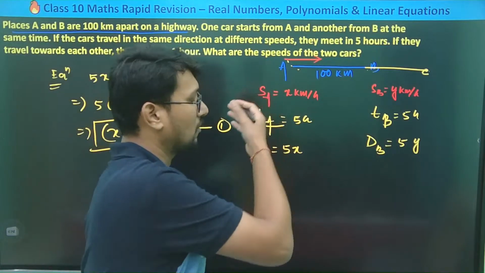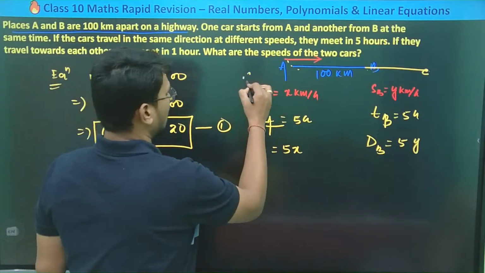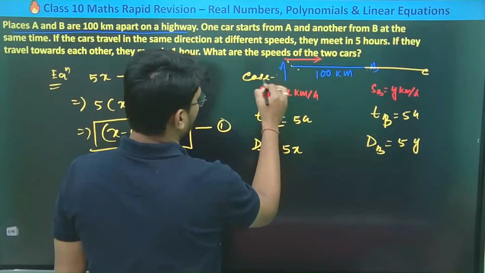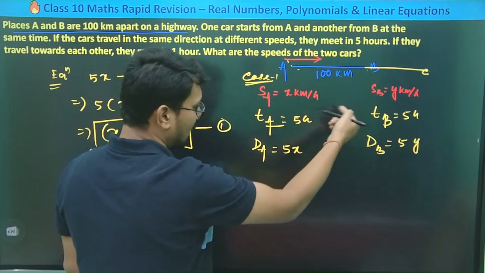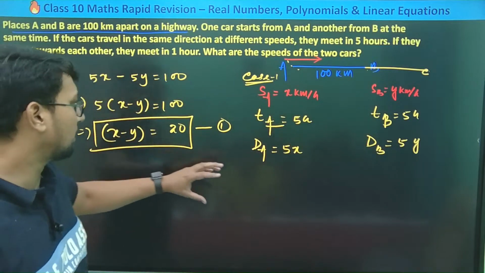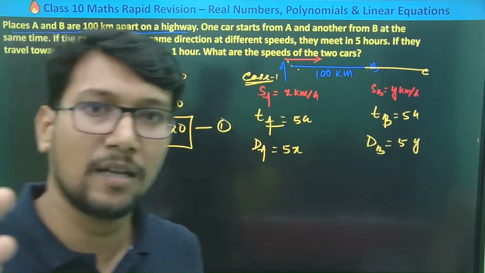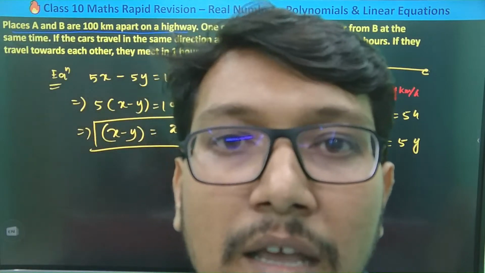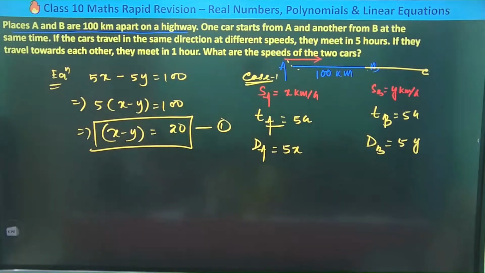Just write it down. Write this one. It is case 1. It started from here: case 1, speed of A and B, travel time of A and B, distance covered by A and B. Done. Then the equation of case 1. Is it done? Is it done or not? Tell me. Very good, very good, Anjali Misra. Okay.